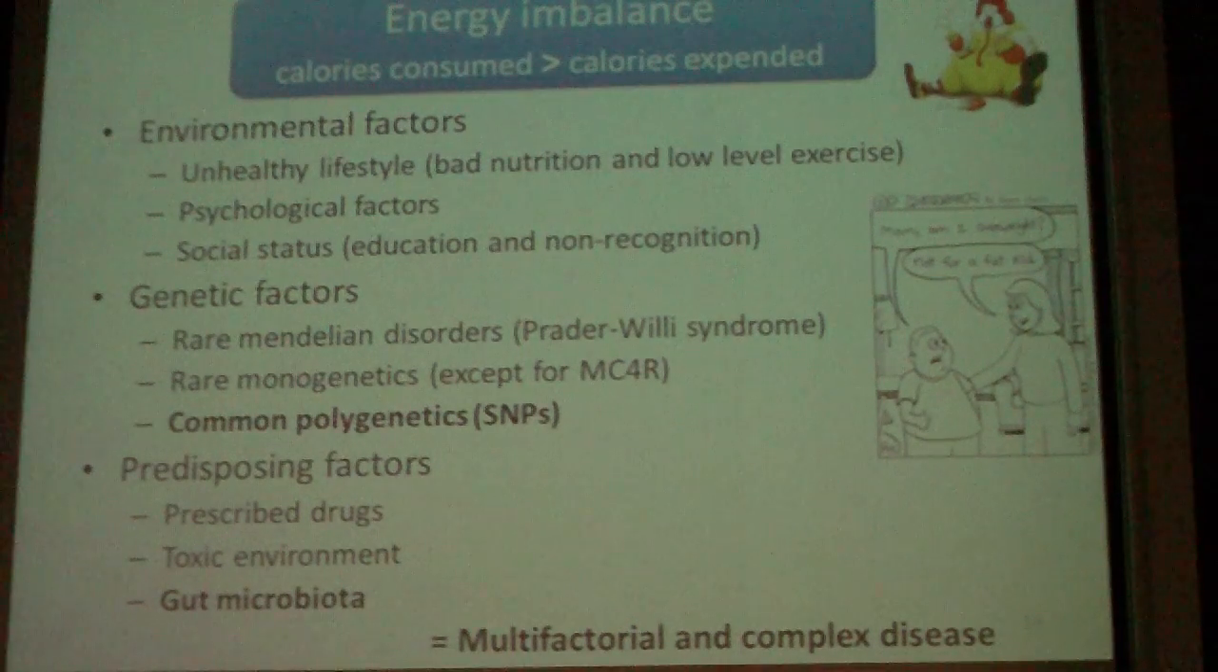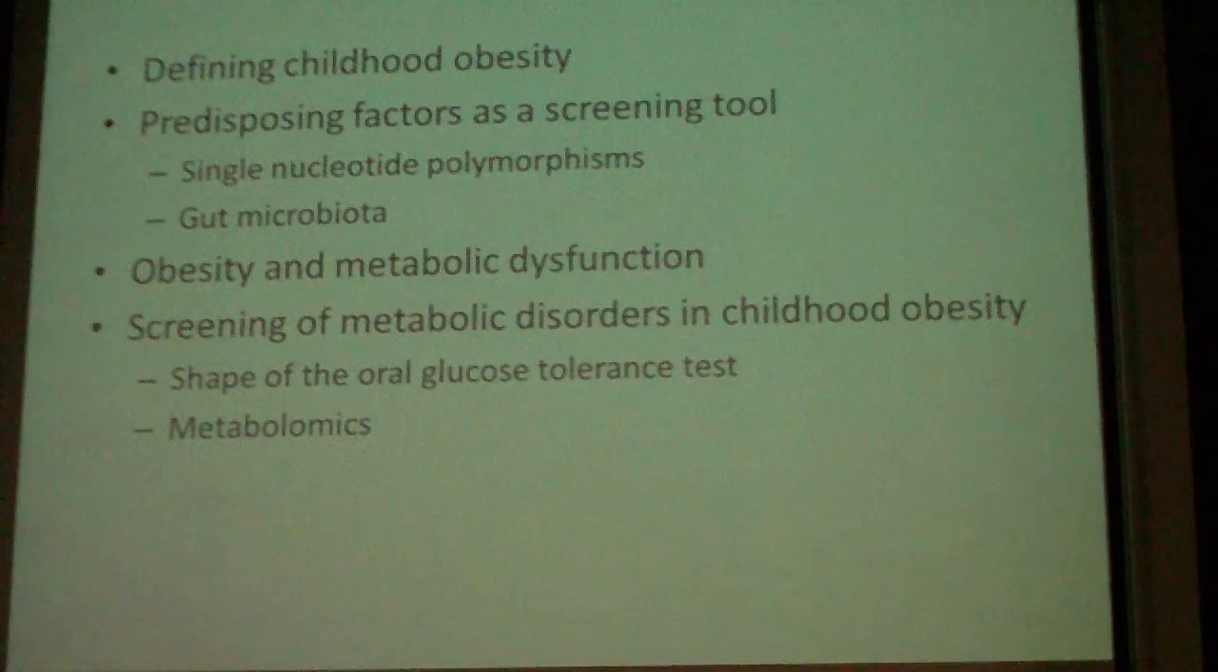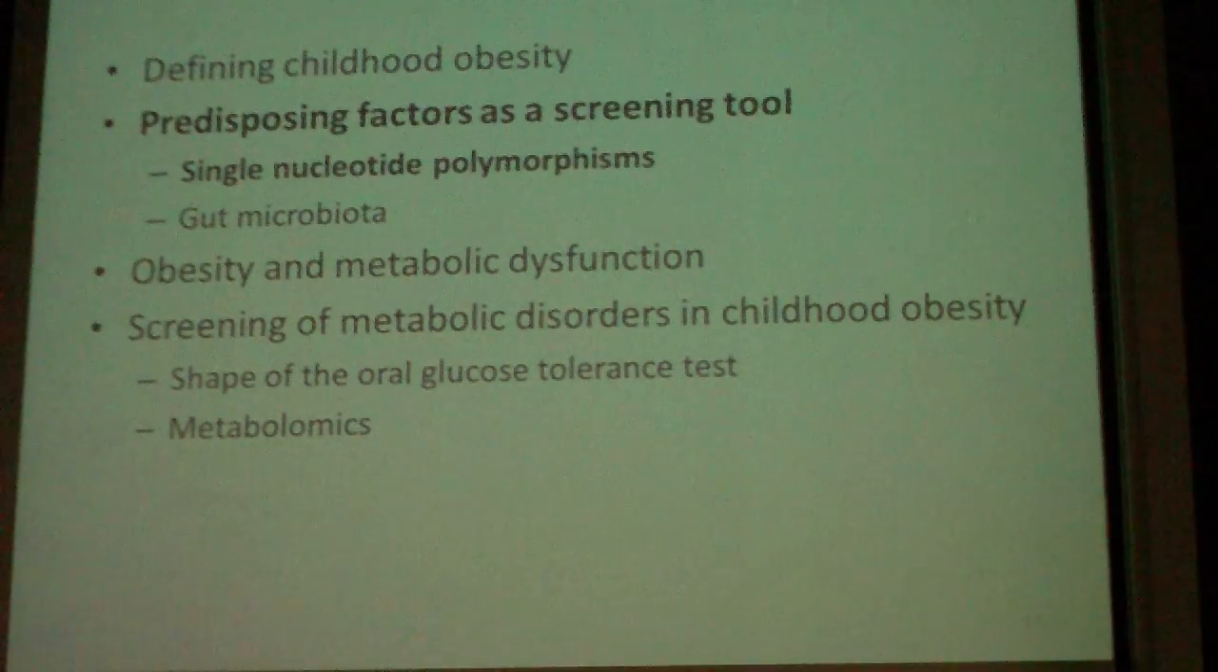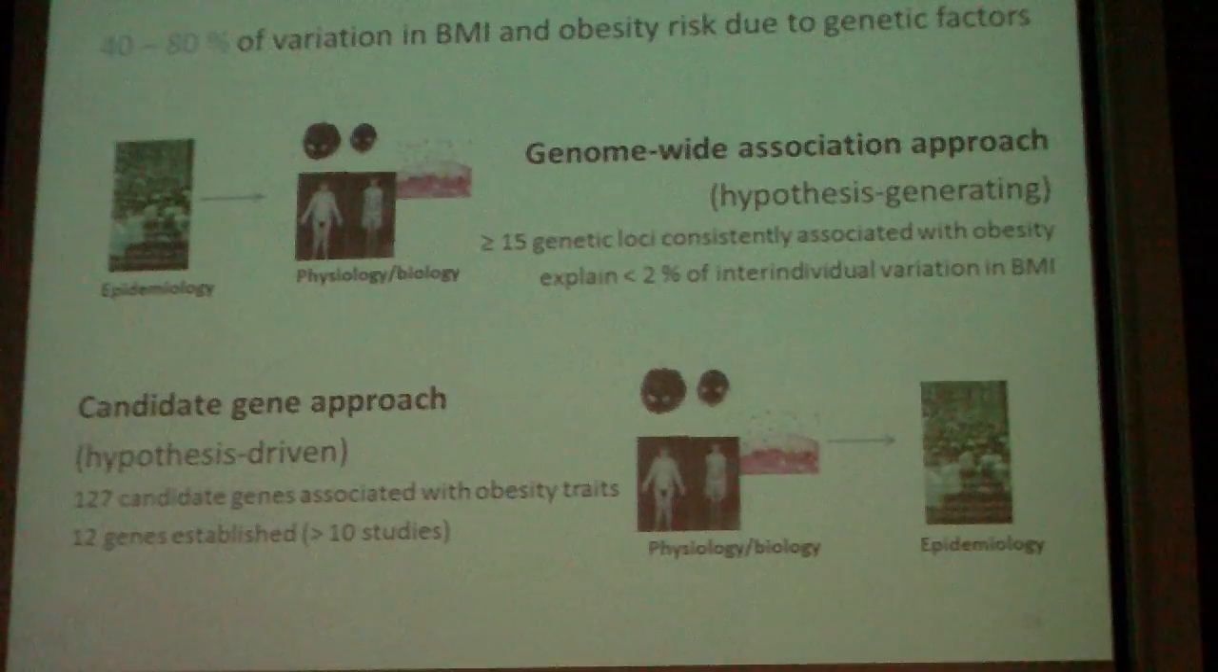So now I will be focusing on the single nucleotide polymorphisms and the gut microbiota. So they can be used as screening factors of obesity. First, genetics of common obesity. 40 to 80% of the variation and the increase in BMI or also the obesity risk is due to genetic factors. In genetics, we have two approaches we can use in research.